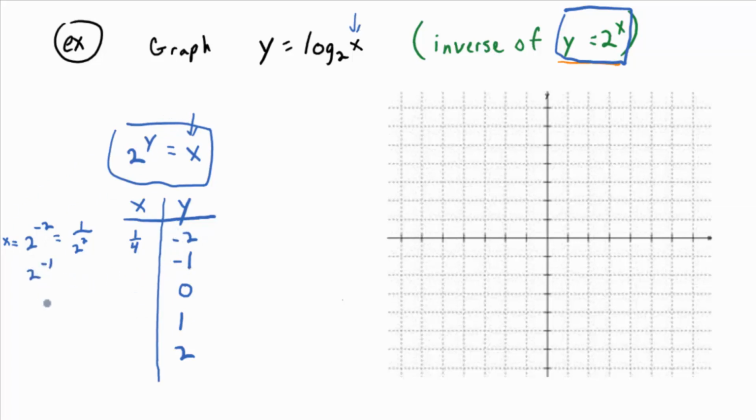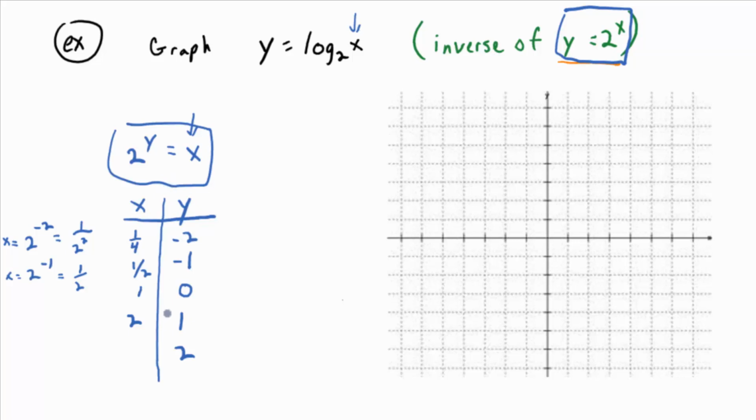2 to the -1 is what? Yeah, it's 1 over 2 to the positive 1, which is just 1/2. What happens when we plug in 0 for y? 2 to the 0 power is 1. What happens when we plug in 1 for y? 2.